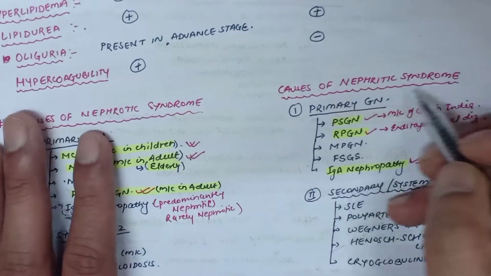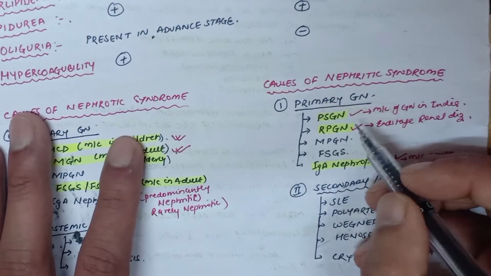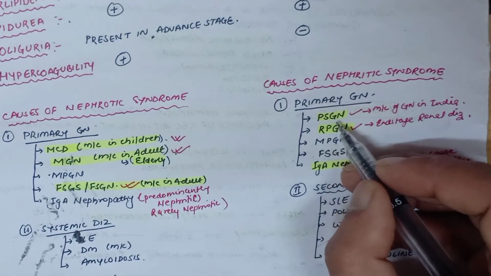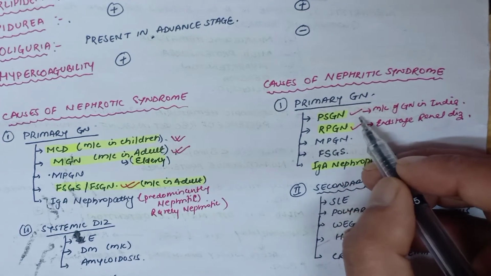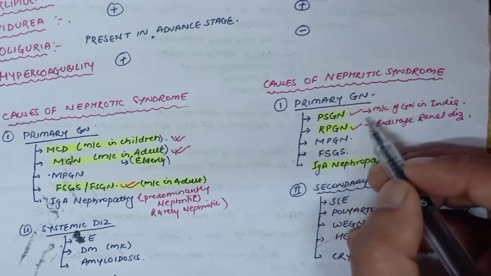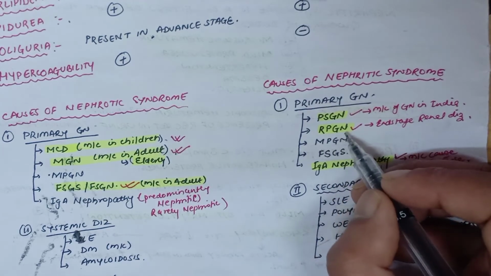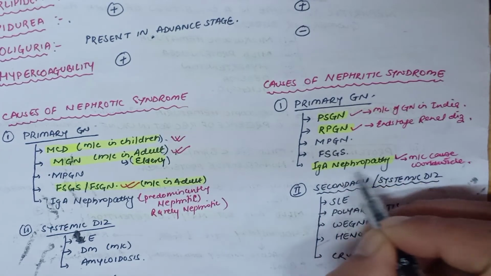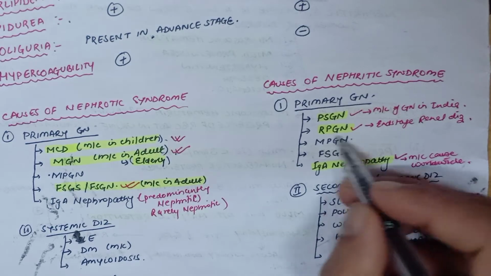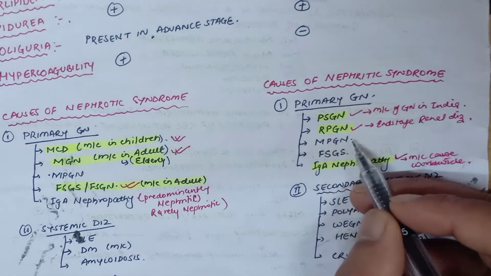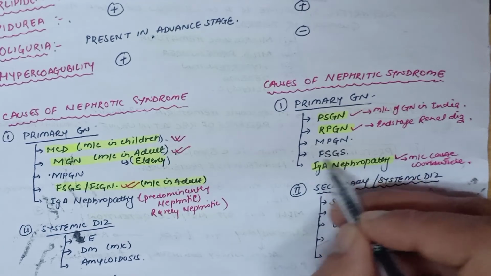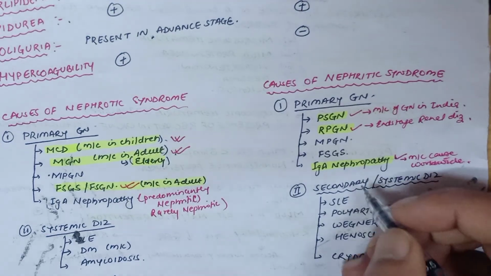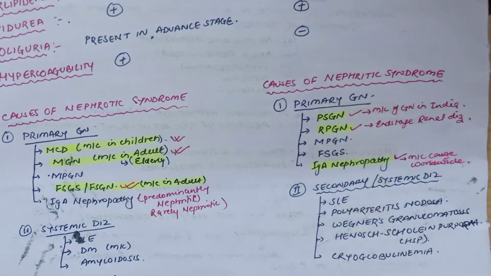Coming to the causes of nephritic syndrome, the three main causes are PSGN, that is post-streptococcal glomerulonephritis, which is the most common cause of glomerulonephritis in India; rapidly progressive glomerulonephritis, which leads to end stage renal disease; and IgA nephropathy, which is the most common cause worldwide. And MPGN, as we said, is present in both nephrotic and nephritic syndrome, and FSGS is more commonly seen in nephrotic syndrome, but it may present with nephritic syndrome in certain cases. So this was all about nephrotic and nephritic syndrome.